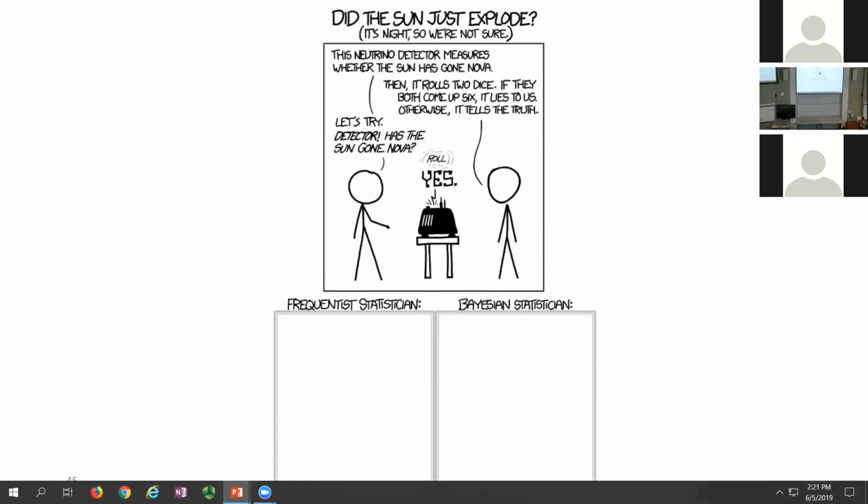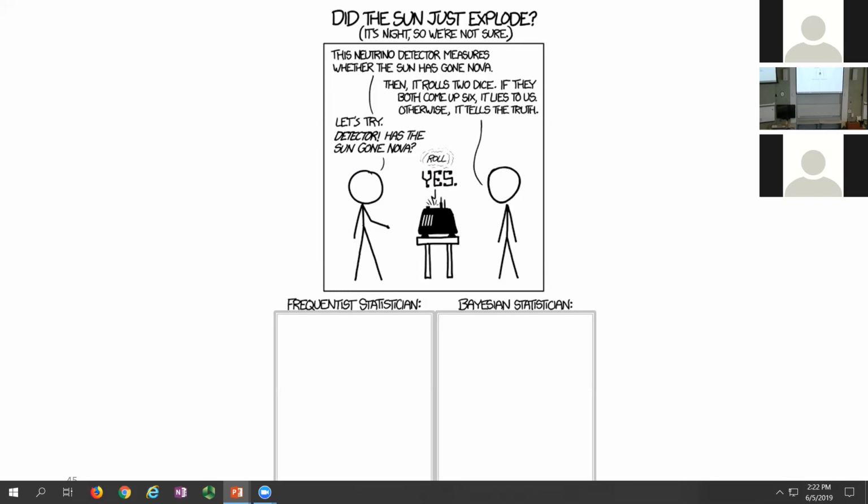So to lead us to a conclusion, I'd like to give this slightly tongue-in-cheek XKCD comic that's giving us a very high-level overview of what might be a difference between a frequentist and a Bayesian statistician. They're looking at answering the question, did the sun just explode? And it's nighttime, so we really can't just look out our windows and tell. So they've gone through all of this work to make a neutrino detector that measures whether the sun has gone nova. And then, because why not, it rolls 2 dice, and if they both come up 6, it lies to you. Otherwise, it'll tell you the truth.